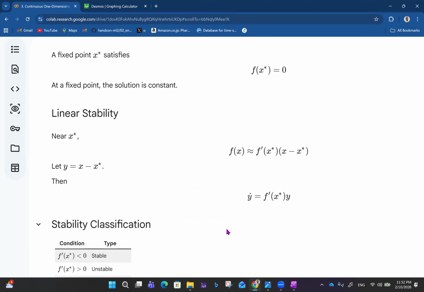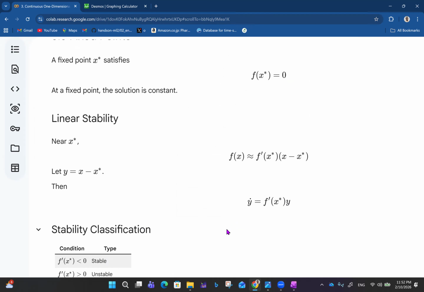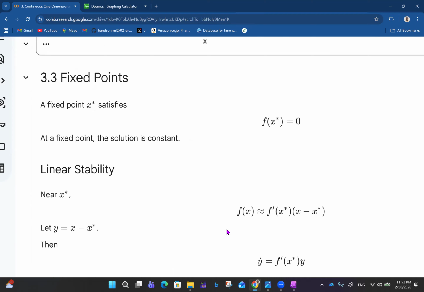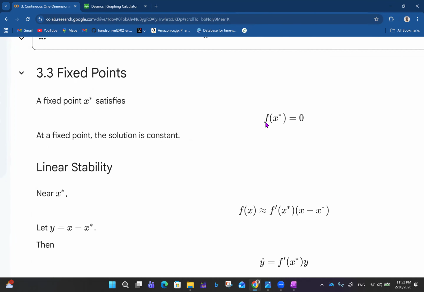Now, we then talk about fixed points. Of course, that is already implied in what we just did. So a fixed point x star satisfies f of x star equals 0. And that's exactly the same thing we did with x into x minus 2. So once you equate it to 0, you now have x star into x star minus 2 equals 0. So that means x star is 0 and x star is also 2. So at a fixed point, the solution is constant, and that's how we solve for equilibrium points.